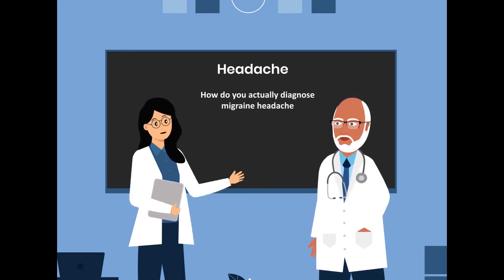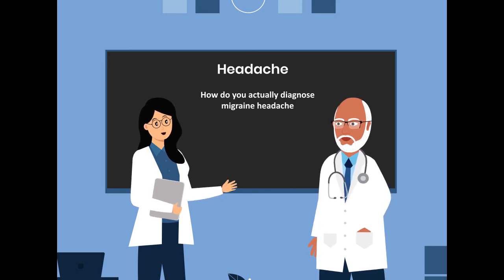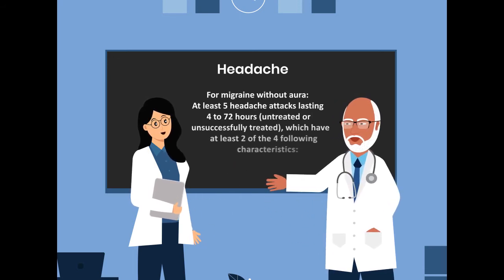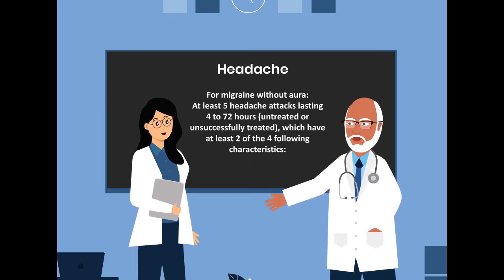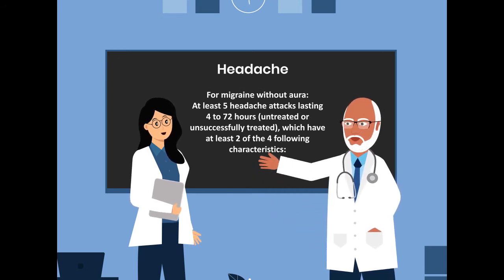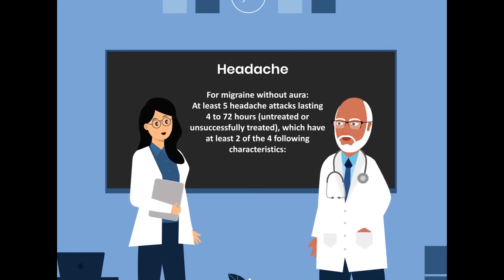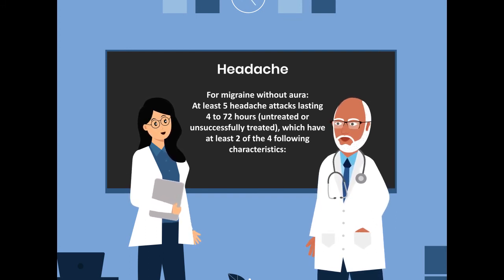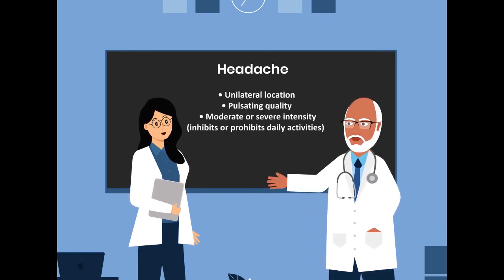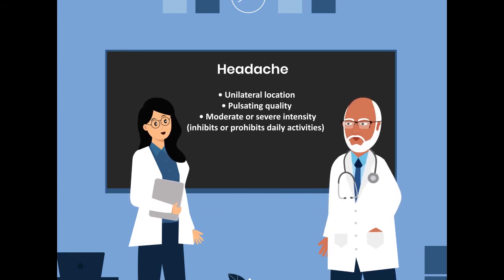How do you actually diagnose migraine headache? For migraine without aura, at least 5 headache attacks lasting 4 to 72 hours, whether untreated or unsuccessfully treated, which have at least two of the following characteristics. Number one, there should be unilateral location. Number two, there should be a pulsating quality.